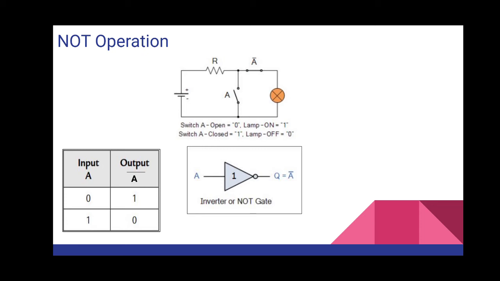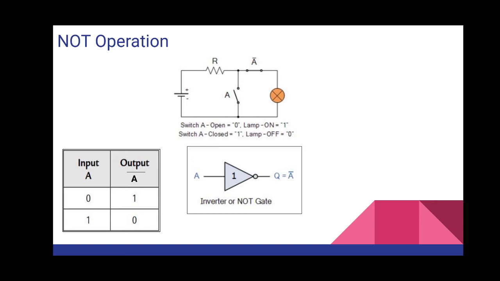So observe, where is my switch A placed? It is placed exactly opposite to the battery, right? And on the top right side, you can see there is a bar. Now don't consider them as different switches. If my A switch is on, my A bar will be off. Remember, negation means whatever input you are giving, exactly the opposite output it will give. So understand the circuit. There is a battery and there is a switch called A, and there is a switch called A bar.